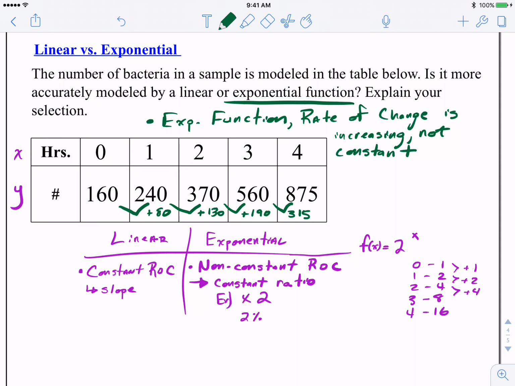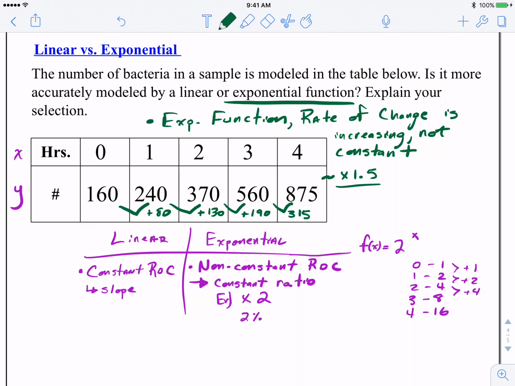Non-constant, the rate of change is different. You could even go as far as to say, if we want, we could do 240 over 160. It doesn't work out exactly, but we could say it's close to being multiplied by 1.5 each time. If you do it a few times, it is rather close. It's 360, we have 370. So it does about model a form of multiplication. Any of those would be good justifications here for using an exponential function.